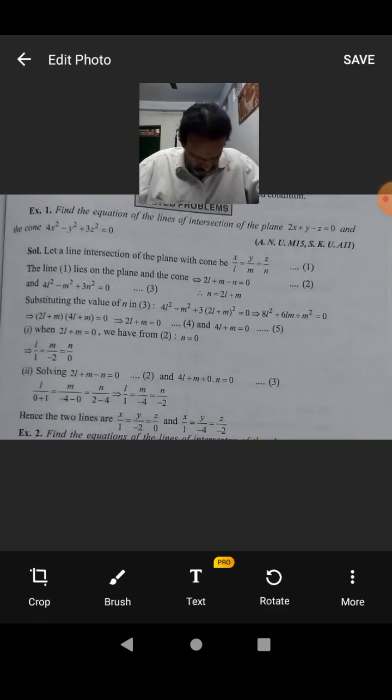After getting the l, m, n values, we will rewrite the required lines as x by 1 is equal to y by minus 2 is equal to z by 0. And the second one is x by 1 is equal to y by minus 4 is equal to z by minus 2. We have the sets of l, m, n values as 1, minus 2, 0 and 1, minus 4, minus 2. That's why we are getting two lines. We already told in the beginning that the intersection gives lines, and an angle will automatically be formed between them. That's why we get two lines.